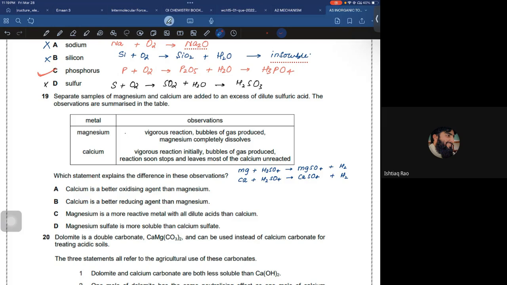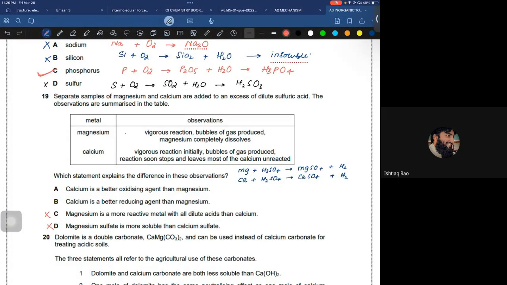Almost they have the same observation: vigorous reaction, bubbles of gas produced. Magnesium completely dissolves, but with calcium, most of the calcium is unreacted. So in option C, they are saying magnesium is more reactive. No, no. Magnesium sulfate is more soluble. Why?